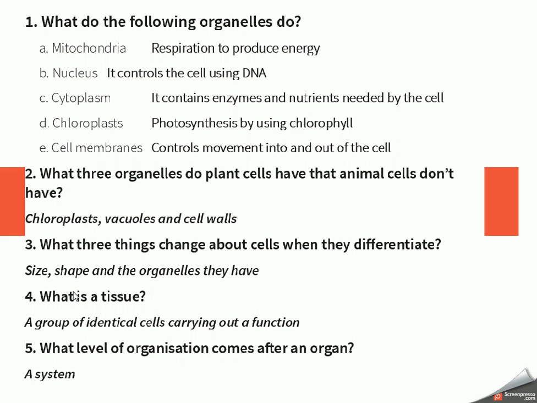The shape of a cell might change, the size of it might change, and the organelles that they have might change. A tissue is a group of identical cells working together to carry out a function, and then when you've got groups of organs working together, you've got a system.